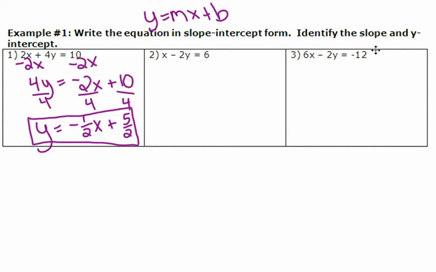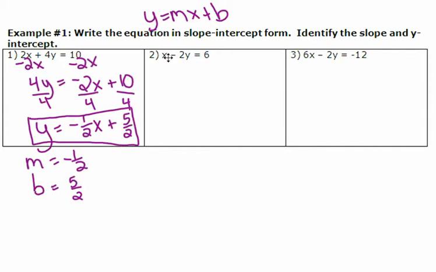I also want to identify the slope and the y-intercept. My slope, I use the letter m. So my slope is negative 1/2. It's the number in front of x. We call that a coefficient. My y-intercept is the constant value, the value without a variable. So my y-intercept is 5/2.